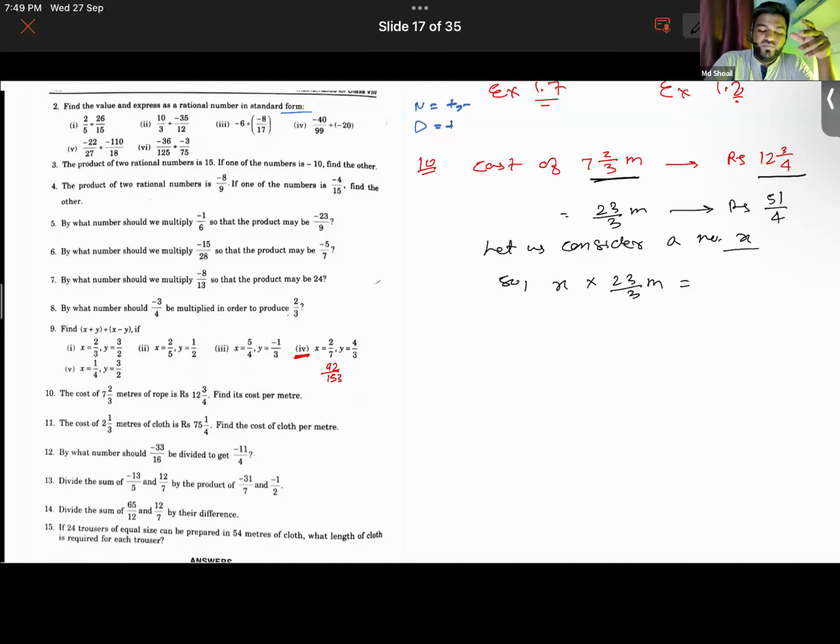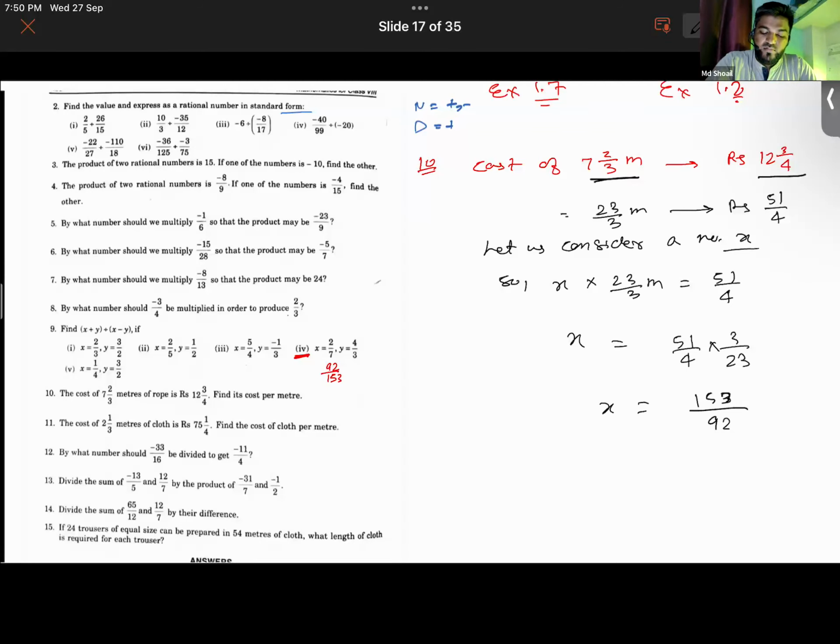Getting it now. So we have considered a number x here. So x multiplied by 23 upon 3 meter would be equal to 51 upon 4. Or we can find out x simply from here. It would be 51 upon 4 multiplied by 3 upon 23. Yes? Yeah. So it will become 153 upon 92. So that should be the supposed value, 153 upon 92. Sir. Okay, see if we can do anything in it further.